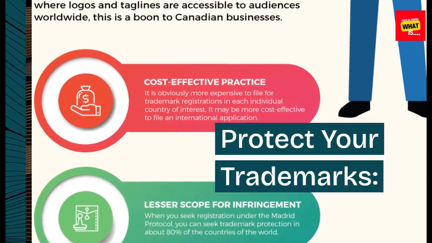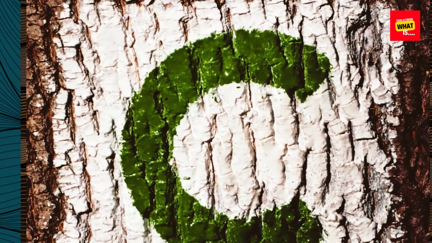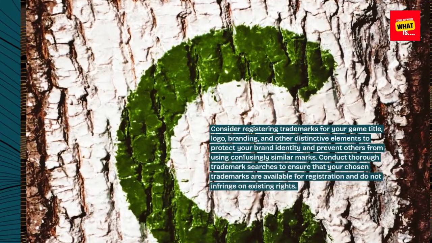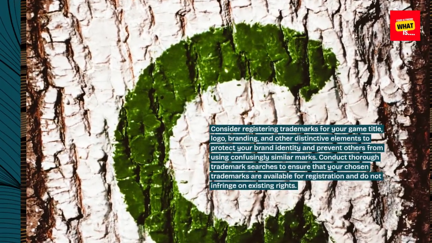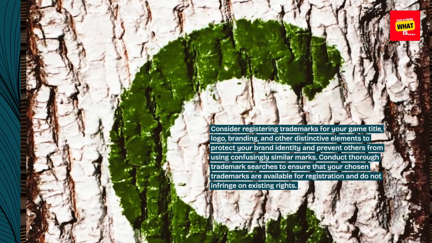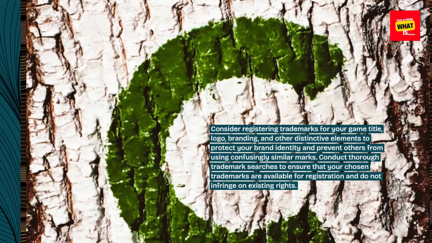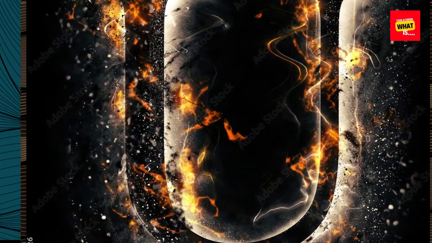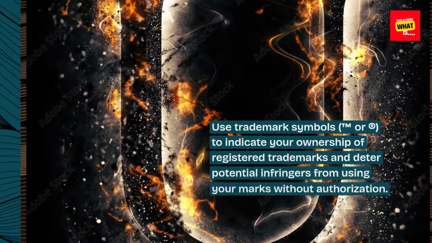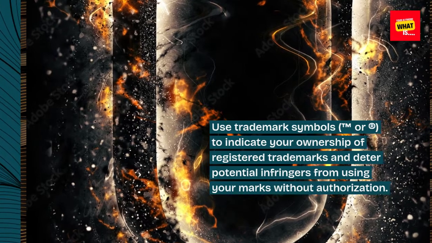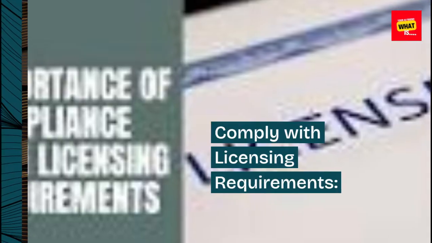Protect your trademarks. Consider registering trademarks for your game title, logo, branding, and other distinctive elements to protect your brand identity and prevent others from using confusingly similar marks. Conduct thorough trademark searches to ensure that your chosen trademarks are available for registration and do not infringe on existing rights. Use trademark symbols, TM or R, to indicate your ownership of registered trademarks and deter potential infringers from using your marks without authorization.